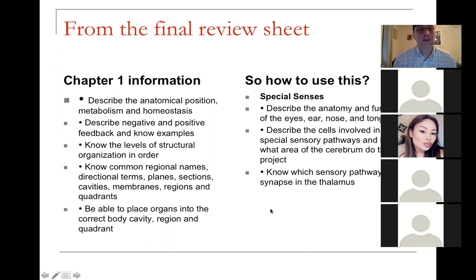Okay. Now, by this point in time, we've seen so many examples of negative and positive feedback systems this semester, primarily negative feedback systems. We haven't really seen a positive feedback system until A&P 2, but essentially your entire nervous system is a positive feedback system. You should understand that essentially your entire nervous system is a positive feedback system.